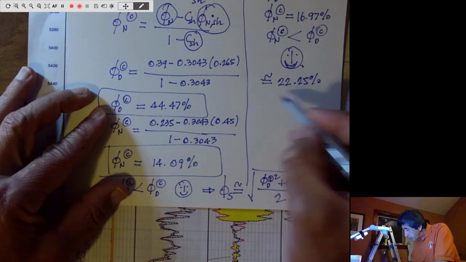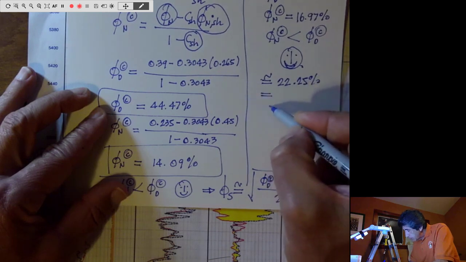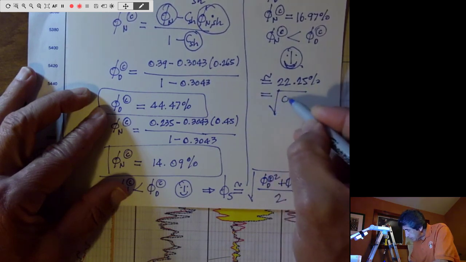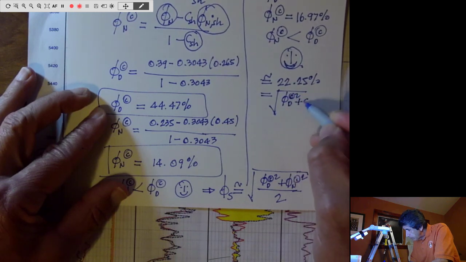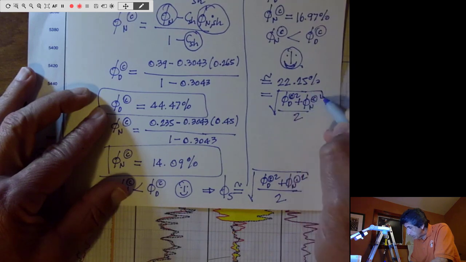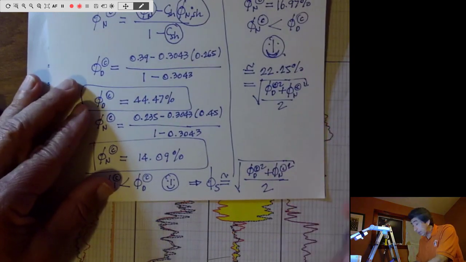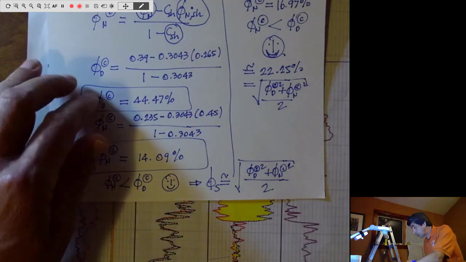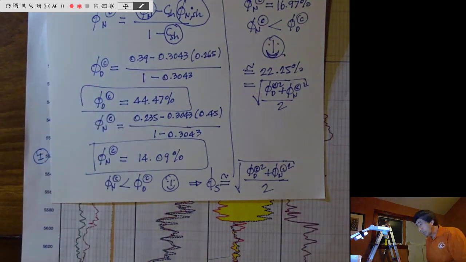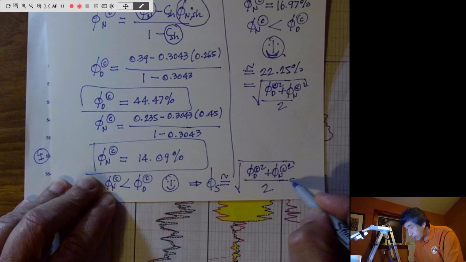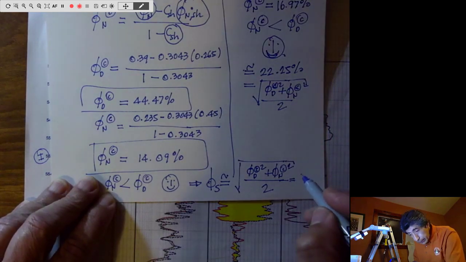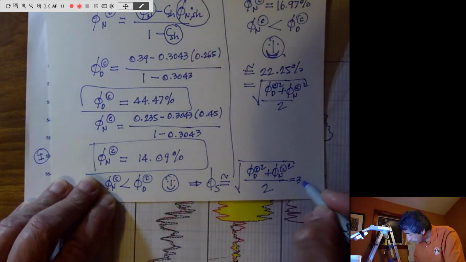That is the square root of the average of the corrected squares of neutron and density logs. That's what it has. That's for sandstone number 2. And if you do that process for sandstone number 1, you are going to find that that is going to give you approximately 32.98. That's about 33.